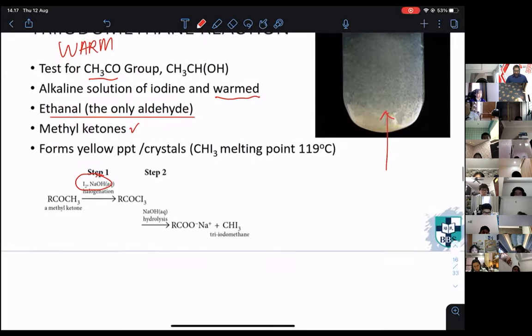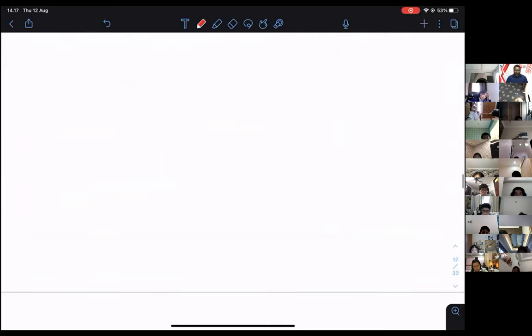But how does it work? Let's actually look at how it works. So this is one example of a compound with C2H5, a ketone, that can give you a positive reaction with the triiodomethane reaction.